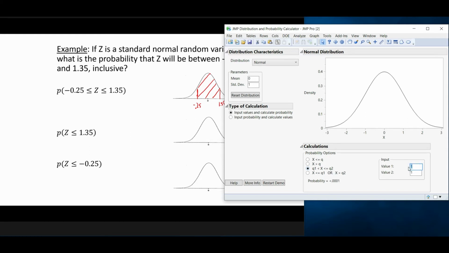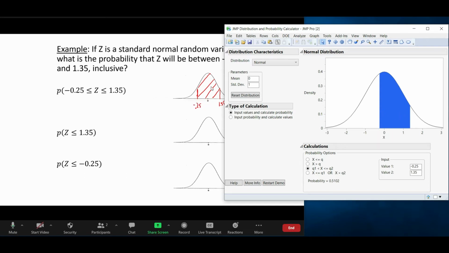So I'll just put the lower value in here, negative 0.25, and 1.35. I can type that, right? 1.35. Right? So not only does it take in those values, but it actually shows me graphically what I've done here, so I can be assured that I'm really getting the area that I'm interested in, because it'll match what I've drawn over here. And then it reports that that probability is 0.5102.